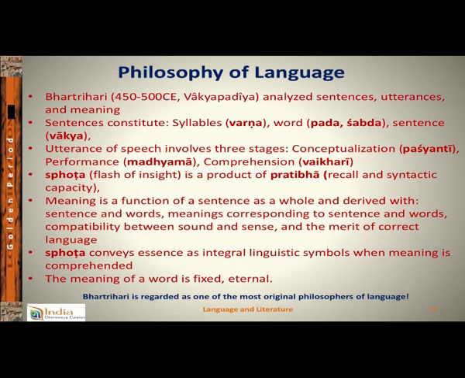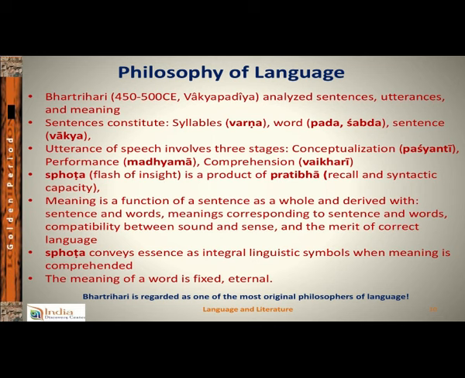Now, philosophy of language. Bhartrihari was one of the philosophers, considered one of the most original philosophers of language. Around this time, he created a text called Vakyapadiya, where he analyzed what is a sentence, what is a word, what is an utterance, and how you develop the meaning of it. So that's the theory, or the philosophy, he came up with.